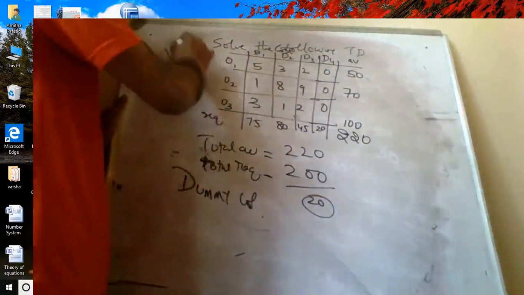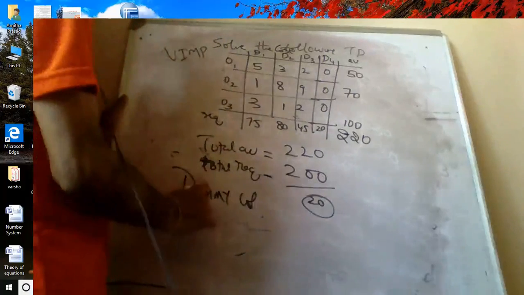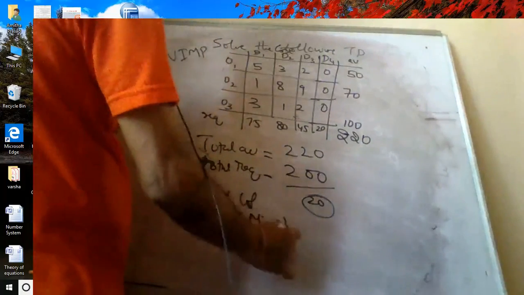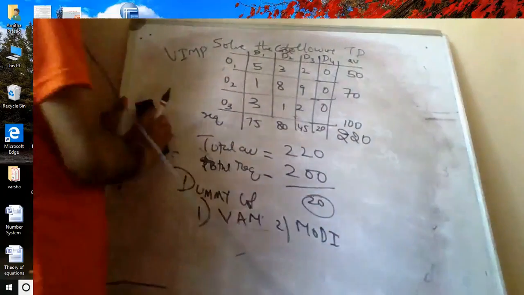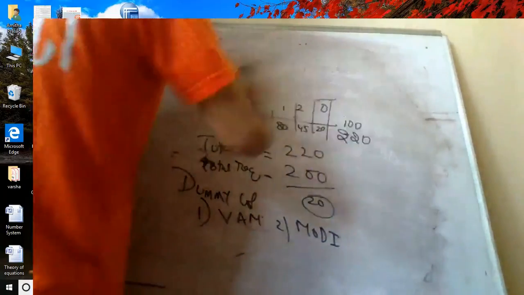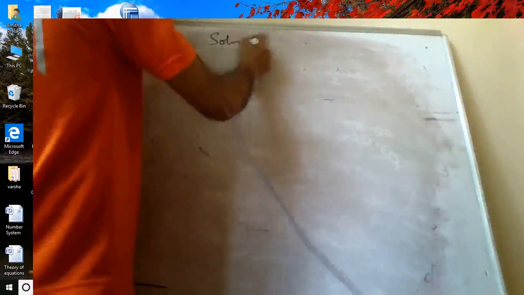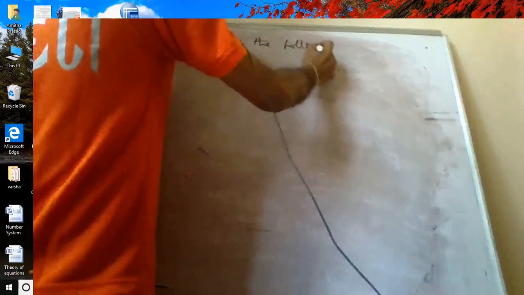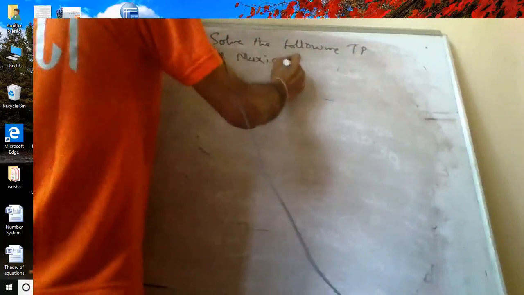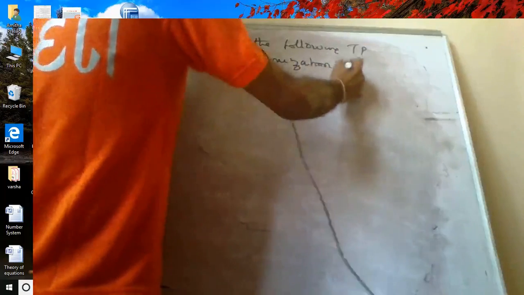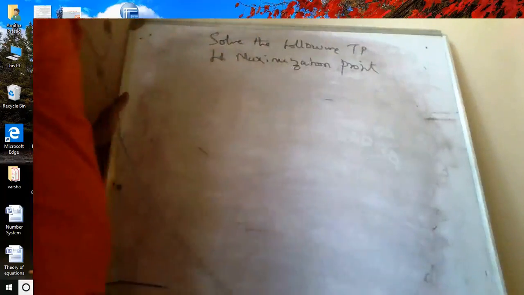So very important, balancing, then apply VAM, then apply MODI method. I hope you are clear. Next, sometimes profit will be given. Solve the following TP for maximization of profit. Very important problem.